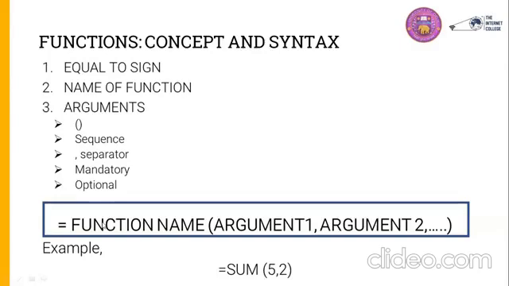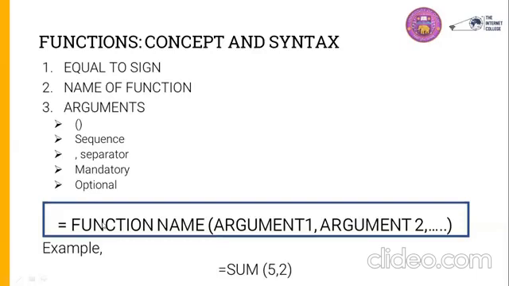So function name followed by the arguments. Arguments are the inputs which you give for the formula. For example, if I'm adding two numbers, then the two numbers which I have to use are my arguments. They are my inputs. So arguments are put within a pair of round brackets and they are put in a certain order. That order may be fixed for some functions, for some it doesn't matter. The arguments are separated by using a comma.